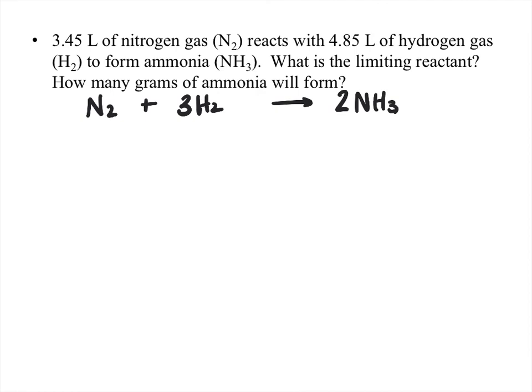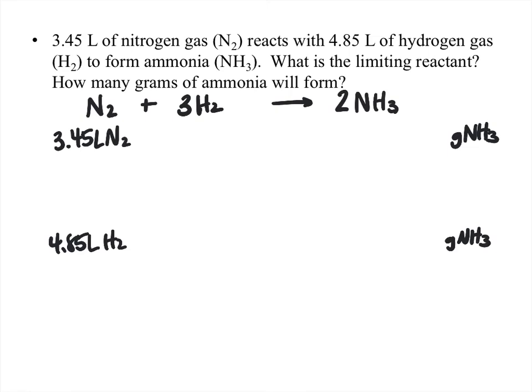Okay, now I have 3.45 liters of nitrogen. I have 4.85 liters of hydrogen. I want to figure out ultimately how many grams of ammonia I'm going to form. So I'm going to run this through. And again, this doesn't say it's at STP, but we're going to make that assumption.